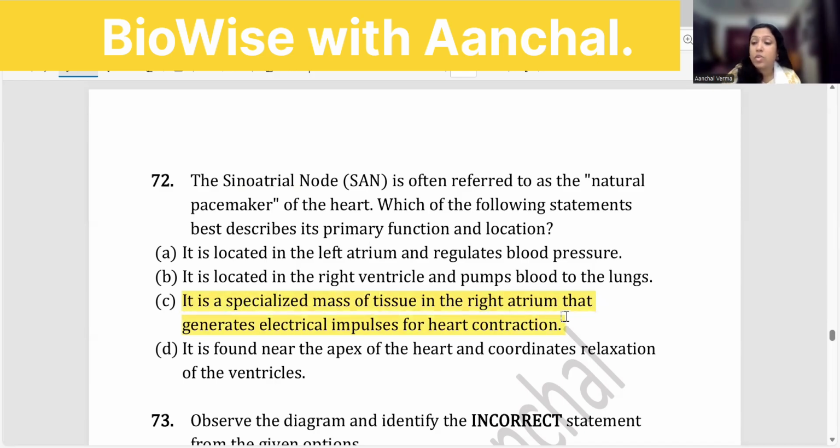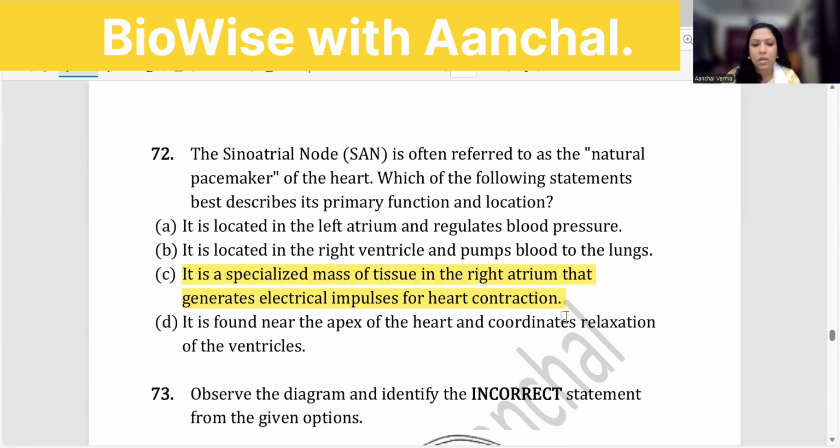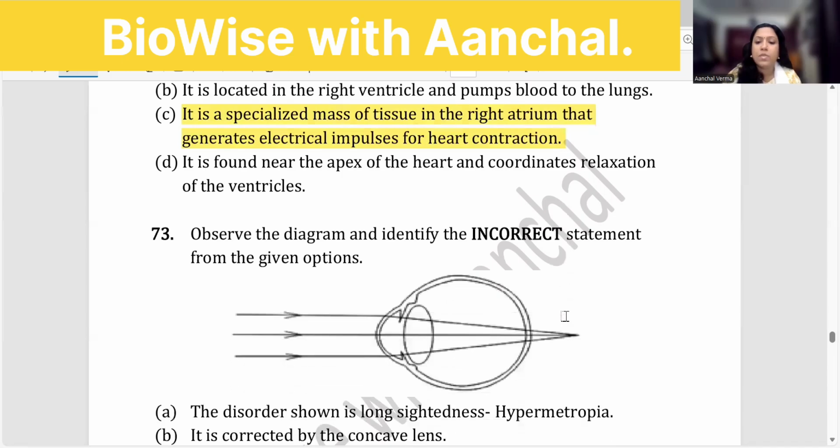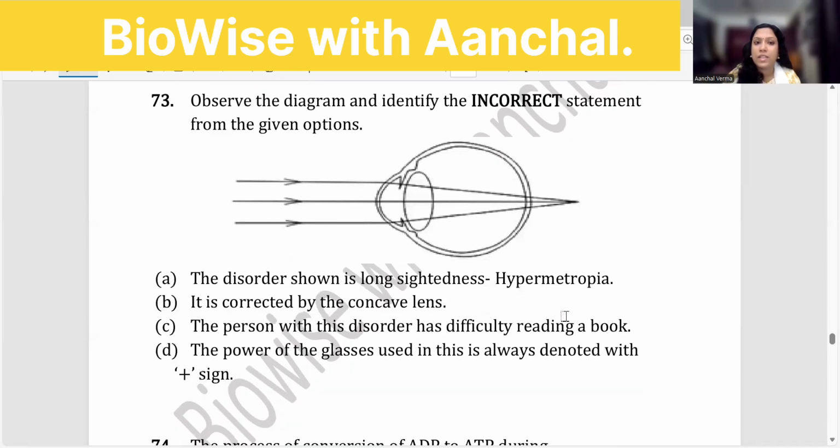Okay, children? You should know the answer and look for the answer in the option. Then you'll be 100% sure. Otherwise, go for elimination. This can be the answer, this cannot be the answer, and then find the correct answer. Okay? Next one. Observe the diagram and identify the incorrect statement.